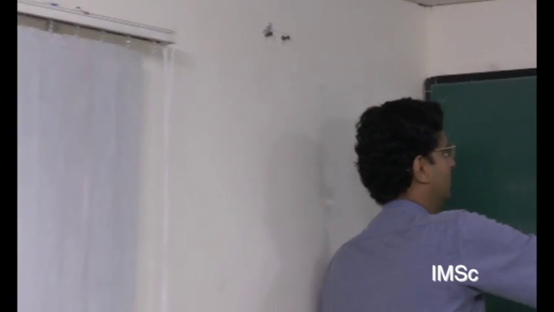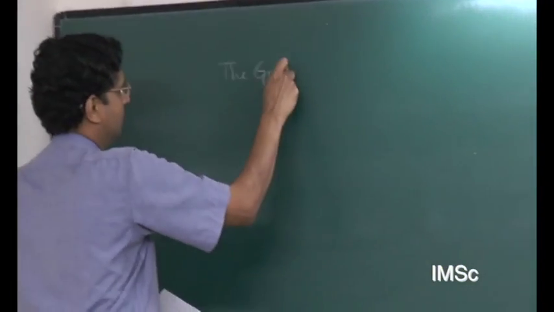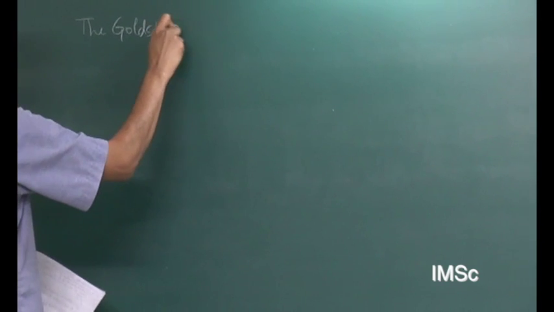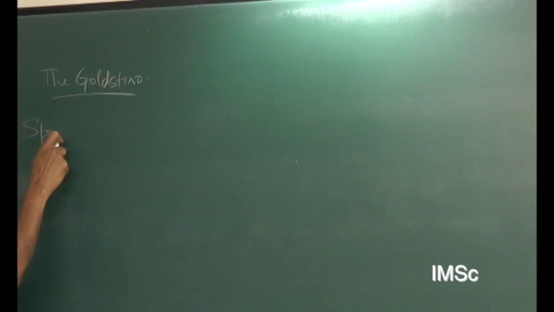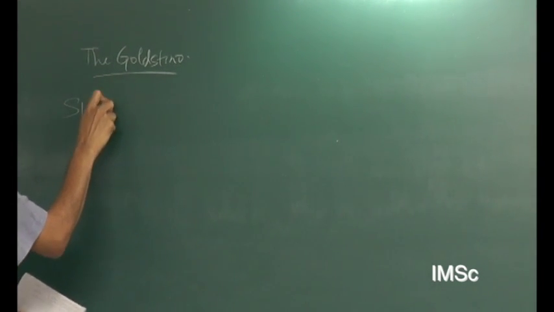Okay, so let's start with the Goldstino. So the Goldstino is a spinor, a spin 1/2 object, and it arises when supersymmetry is broken spontaneously.